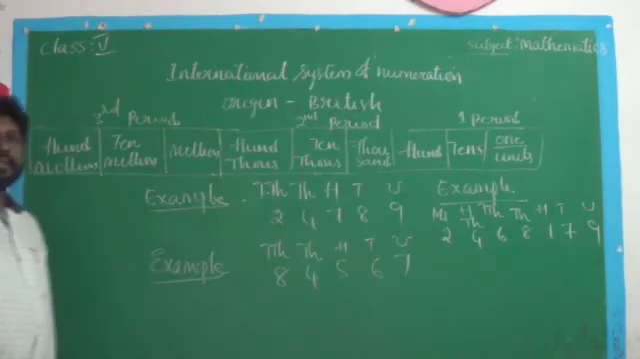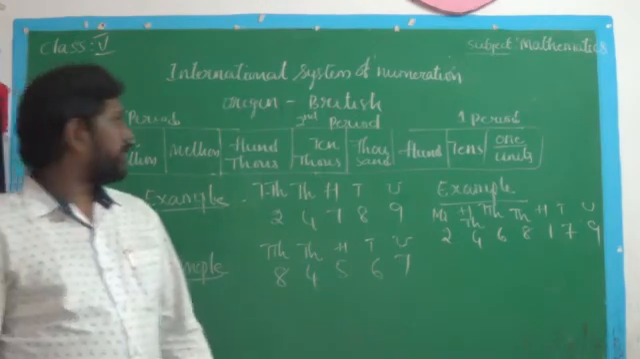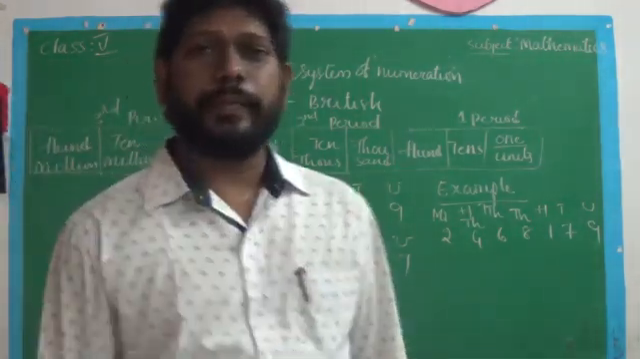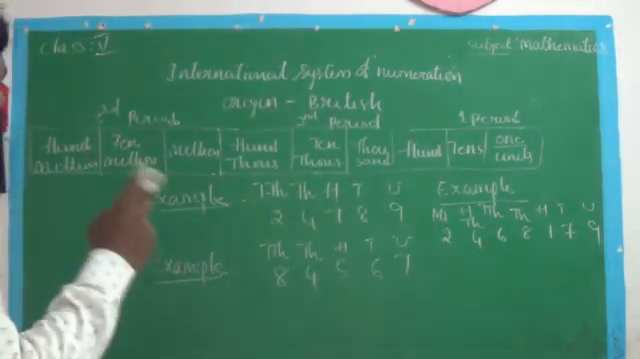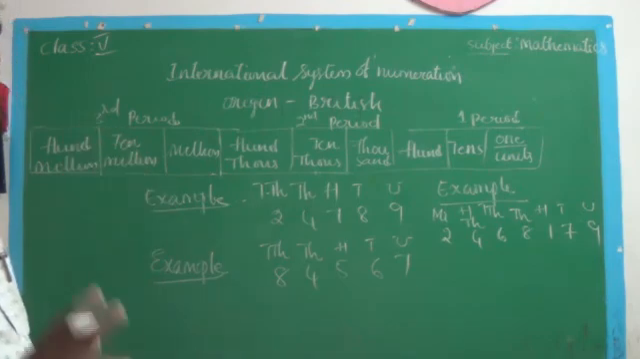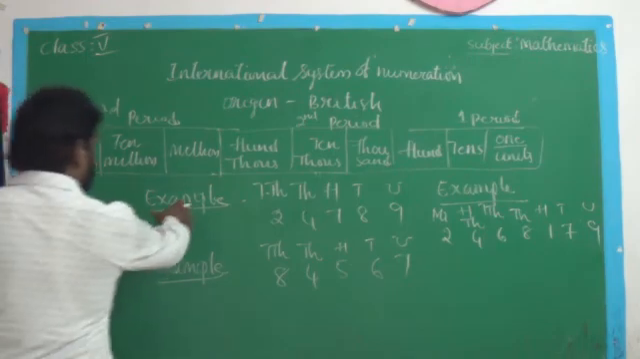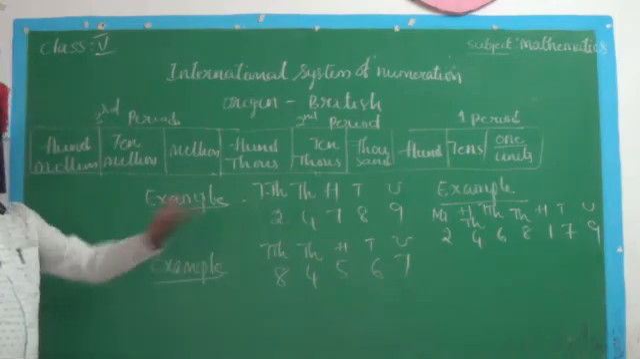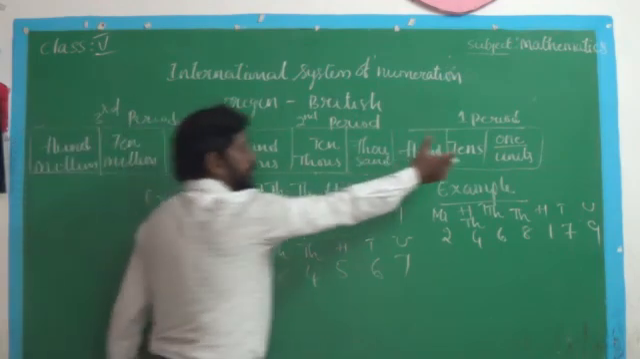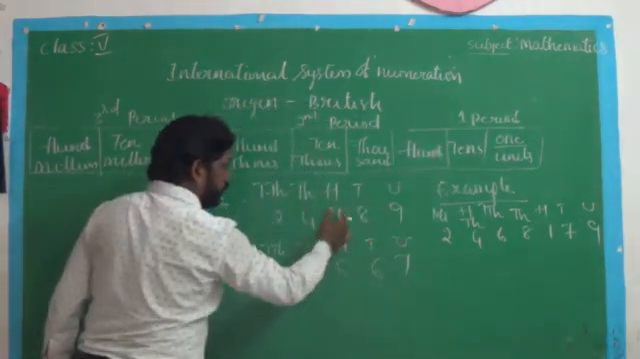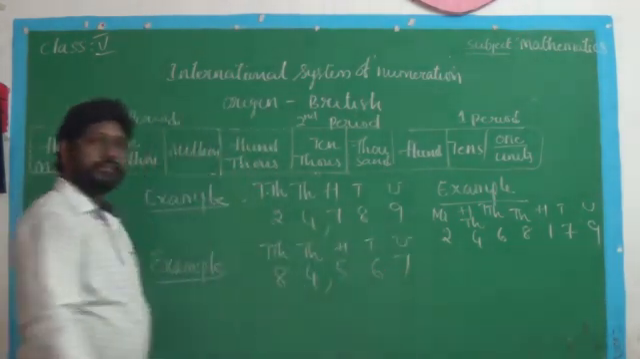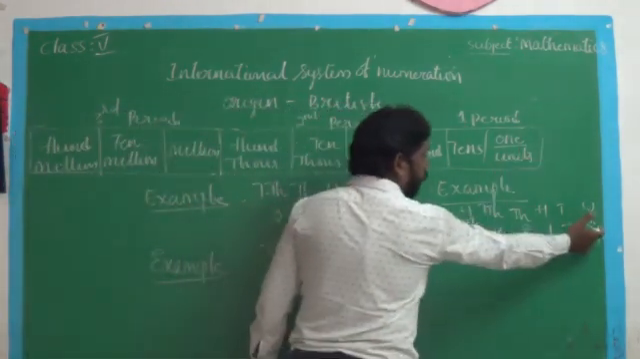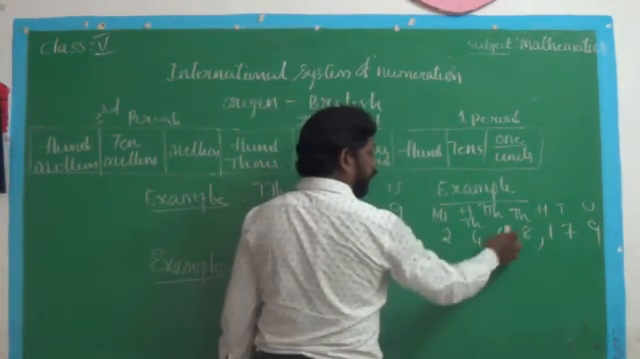As we discussed, placing commas is based on the periods. How many periods do we have? Three periods. The first period: ones, tens, hundreds. Second period: 1000, 10,000, 100,000. Third period: million, 10 million, 100 million. In these three examples, you have to place commas. The first period: 1, 2, 3. The second example: 1, 2, 3. Now coming to the third example: 1, 2, 3.